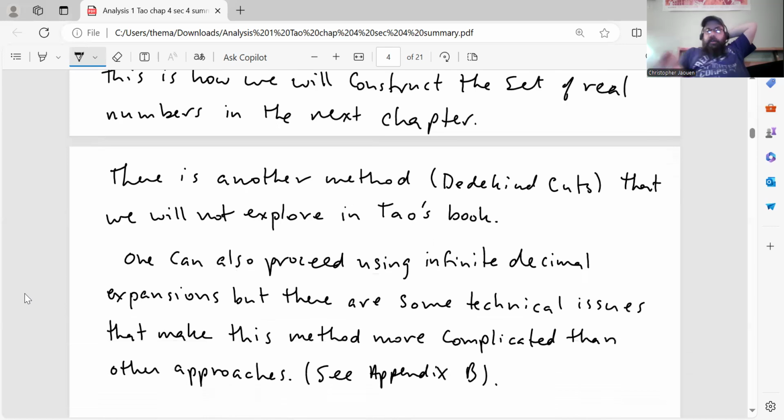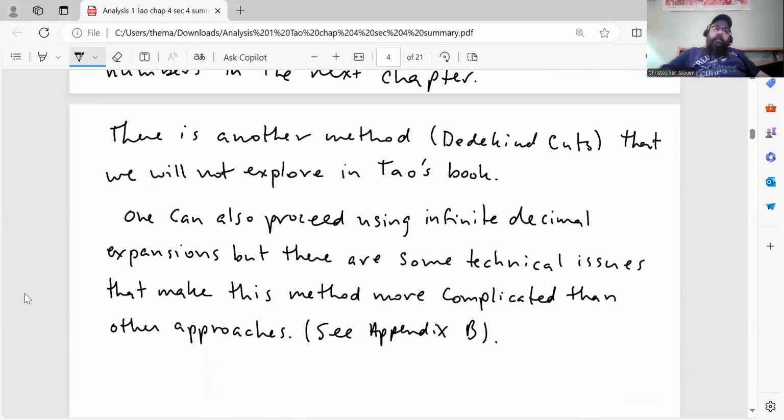He also says here there's another method called Dedekind cuts that we'll not explore in Tao's book, but we will explore it in Spivak's book. So we will see both methods. And then finally, one can also proceed using infinite decimal expansions, but there's some technical issues that make this method more complicated than other approaches. But he says see Appendix B. So we'll do Appendix B too, because he talks about the decimal construction of the real numbers in Appendix B.